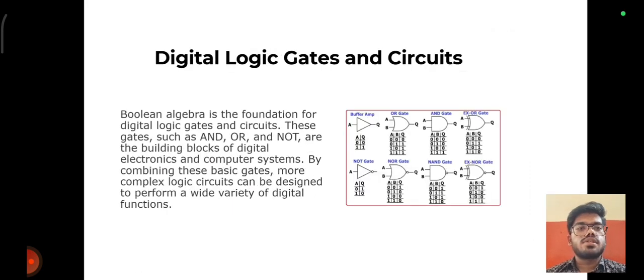Digital logic gates and circuits. Boolean algebra is the foundation for digital logic gates and circuits. These gates, such as and, or, and not, are the building blocks of digital electronics and computer systems. By combining these basic gates, more complex logic circuits can be designed to perform a wide variety of digital functions.